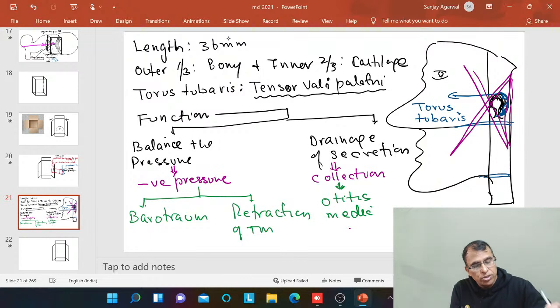Right. So these are the three problems that will arise if your eustachian tube gets blocked: barotrauma and retraction pocket due to negative pressure, and otitis media due to collection of secretions. So what you have to remember are the three problems that can arise due to eustachian tube block, or dysfunction of the eustachian tube, you can say.